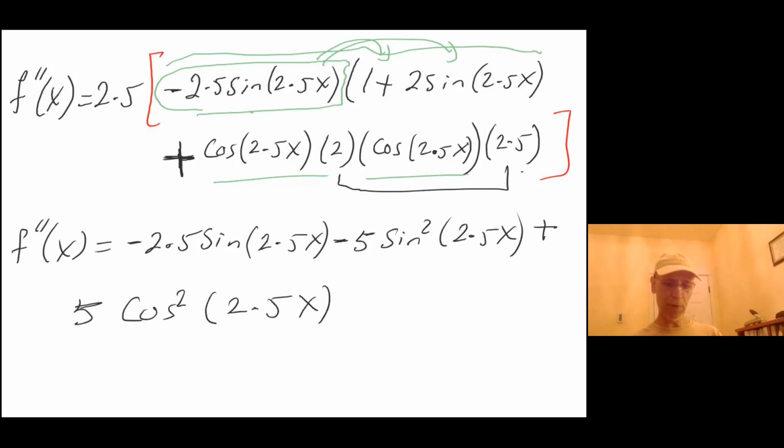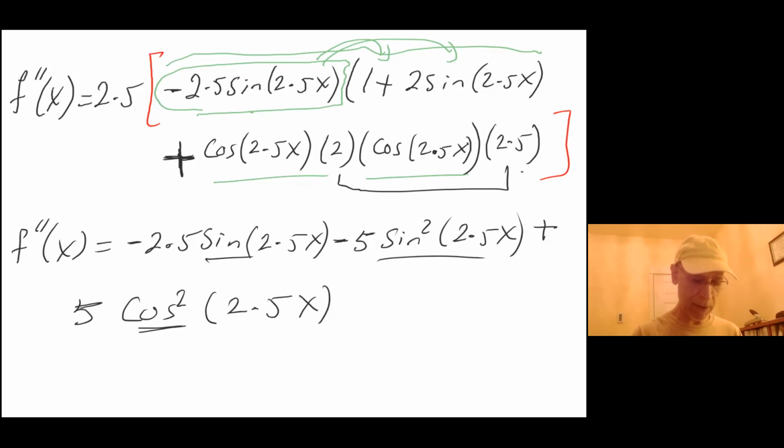Let me check my 2.5. Yes. So far I have this. And now I know that since I want to set this equal to 0, I have sine here, sine here, and cosine here.